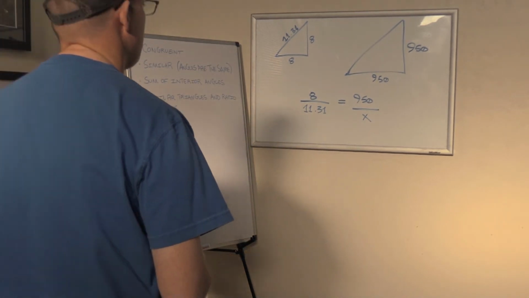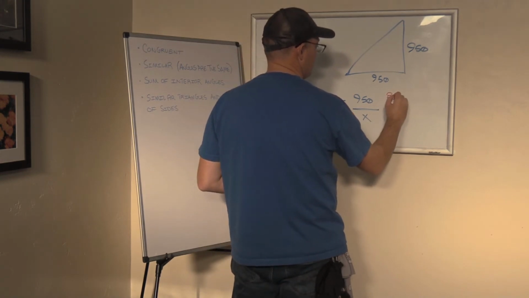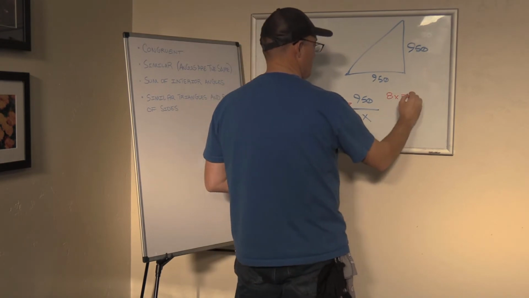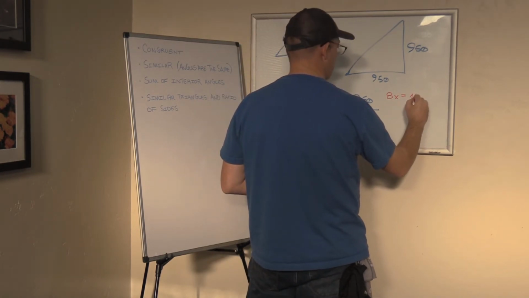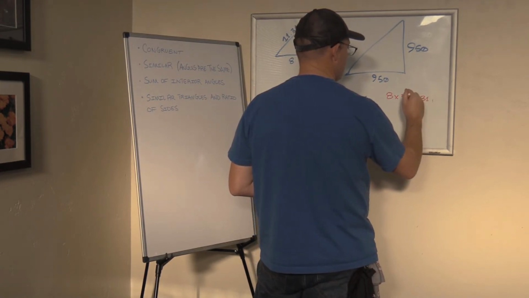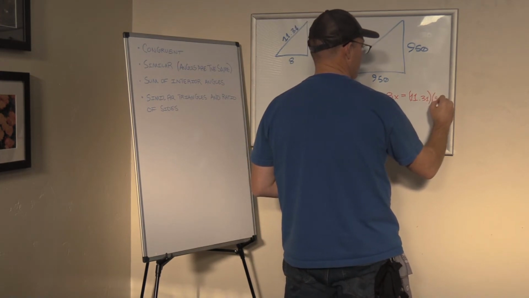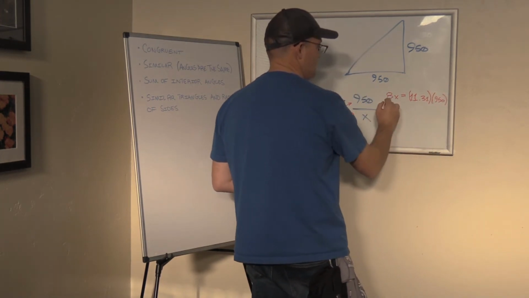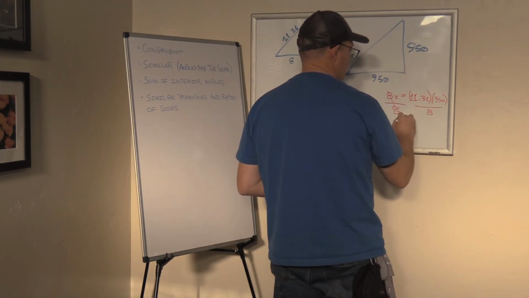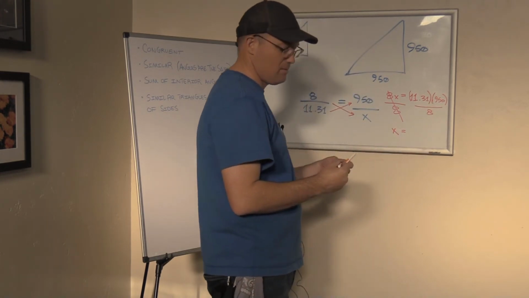Okay, so we're going to cross multiply. So we've got 8 times x is equal to 11.31 times 950. Then we're going to divide both sides by 8 to get x by itself. These are going to cancel. We're going to get x equals this math right here.